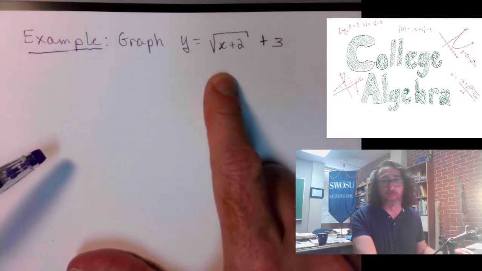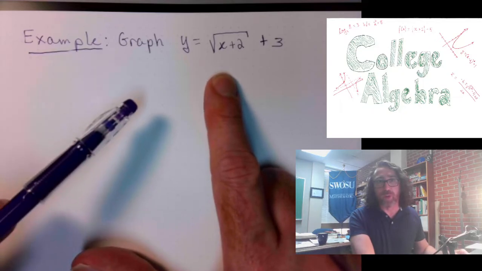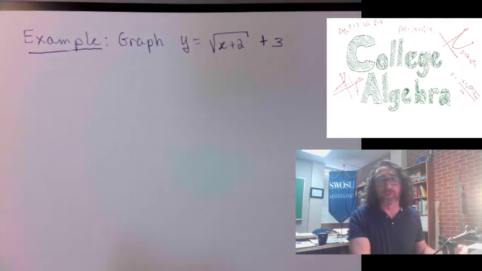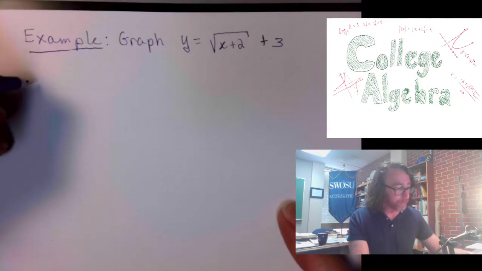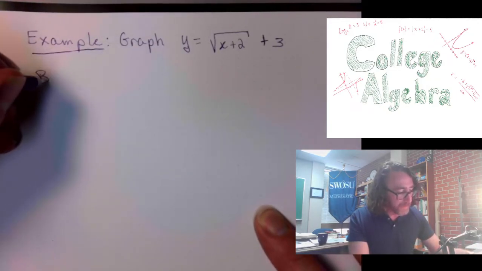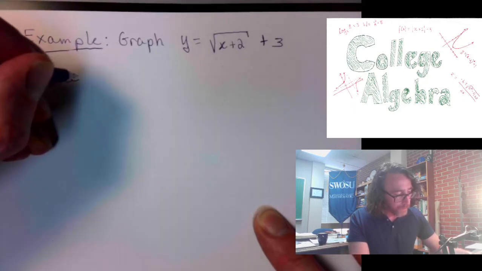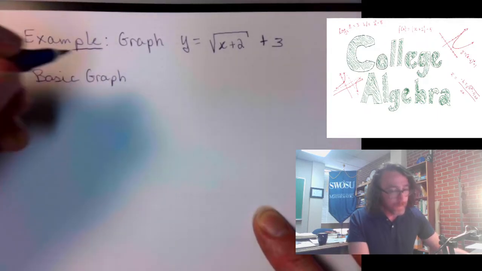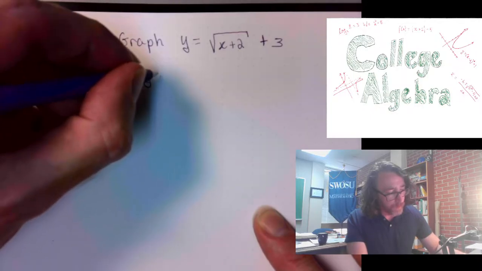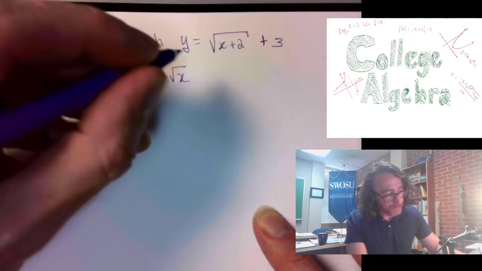So here's an example we're going to work on. Graph y equals the square root of x plus 2, and then there's a plus 3 on the outside. So the basic graph that we start with is that of y equals square root x.